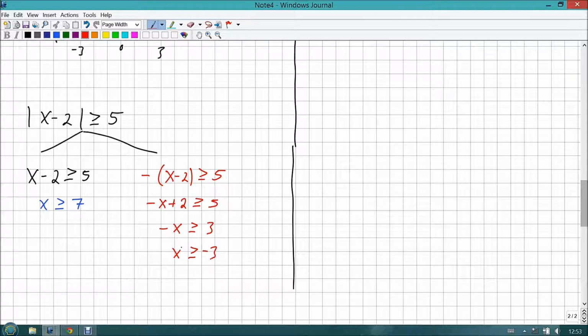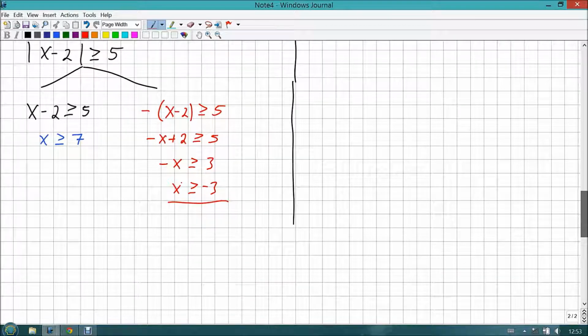Now I get to redo my nice little inequality. So for this one, it looks like we're going to be going from 0 to 10-ish. So I'm going to put a 0 right here, and I'm going to get a negative 1, negative 2, negative 3 over here, and then a positive 7 to the right. 1, 2, 3, 4, 5, 6, 7.